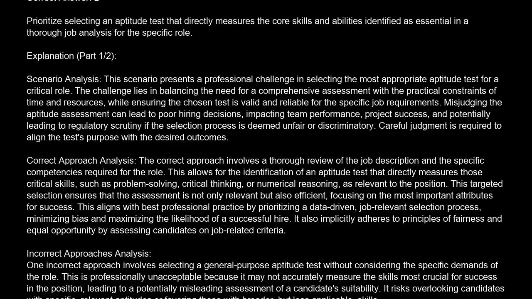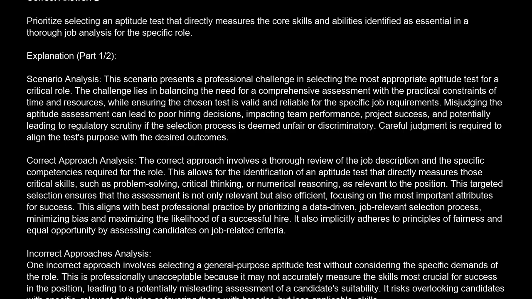Misjudging the aptitude assessment can lead to poor hiring decisions, impacting team performance, project success, and potentially leading to regulatory scrutiny if the selection process is deemed unfair or discriminatory. Careful judgment is required to align the test's purpose with the desired outcomes. Correct approach analysis. The correct approach involves a thorough review of the job description and the specific competencies required for the role. This allows for the identification of an aptitude test that directly measures those critical skills, such as problem solving, critical thinking, or numerical reasoning, as relevant to the position.